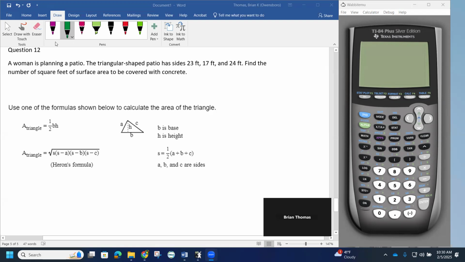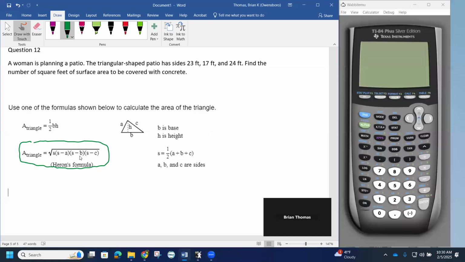So for area, since they only gave the sides in this problem, we have to use a special formula. Area equals the square root of S times (S minus A) times (S minus B) times (S minus C). Notice that S is adding the A plus the B plus the C and halving it. So there are actually two formulas we have to use to do this.